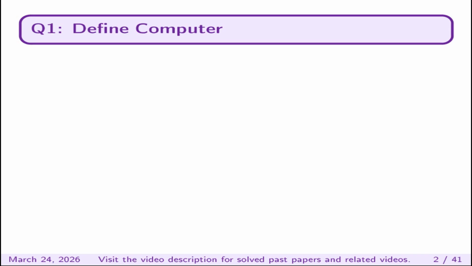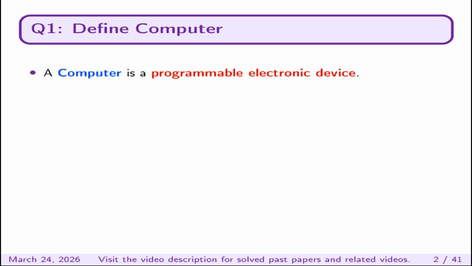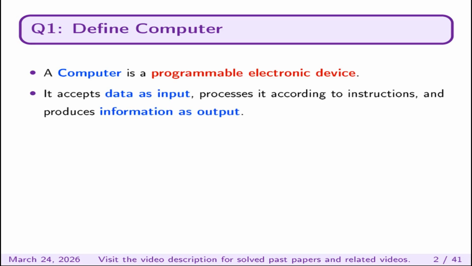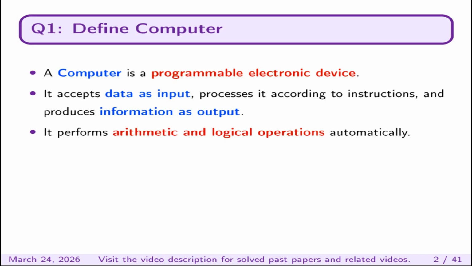Computer क्या होता है? कंप्यूटर को कैसे हम define करते हैं? A computer is a programmable electronic device. It accepts data as input, process it according to the instructions and produce information as output. तीन चीजें होती है, input, process and output. It performs arithmetic and logical operations automatically.